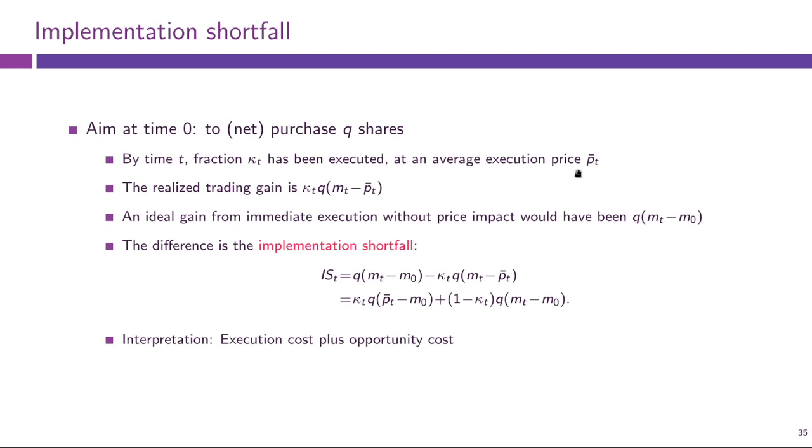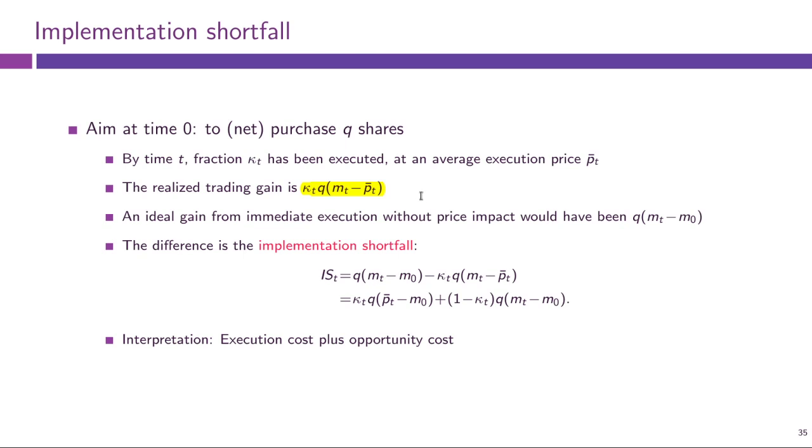Now, how much did this transaction cost you compared to a perfectly liquid, efficient market? So what is the cost of illiquidity? The actual gain from this transaction is kappa times Q, so the number of stocks that you got, times the price gain on the current mid quote. So MT is how much these stocks are worth now at time t, once all is said and done, and p bar t is the average price at which you bought them. So this expression, kappa times Q times M minus p bar, is your net gain from the stocks that you managed to get.